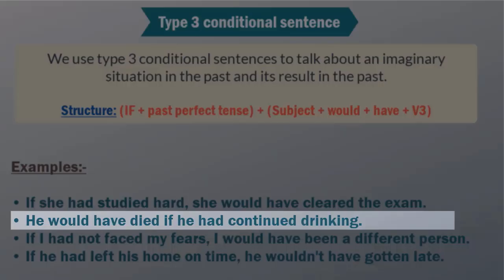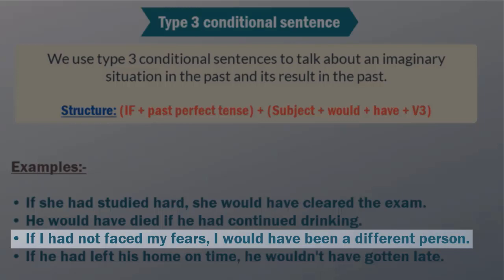Next example. He would have died if he had continued drinking. He would have died, outcome, right? He would have died if he had continued drinking. If he had continued drinking, past perfect tense. So we're just thinking about an unreal situation, an unreal condition and an unreal outcome. We know he did not die and he left drinking. So we're just trying to think the opposite, right? He would have died if he had continued drinking.